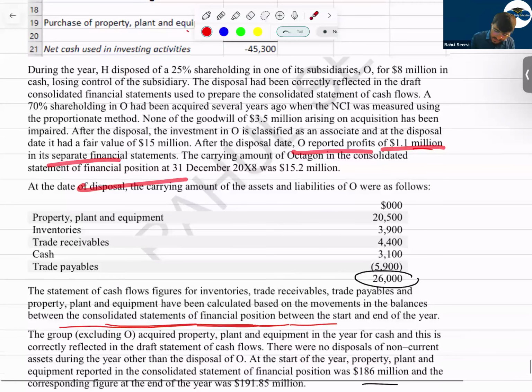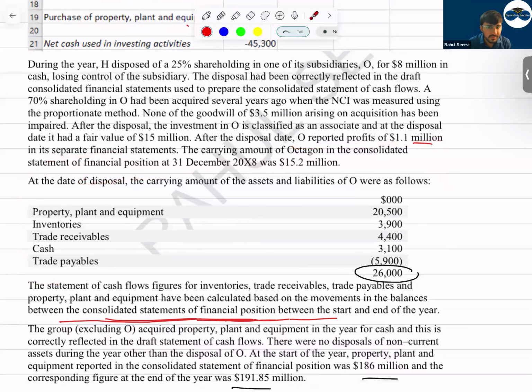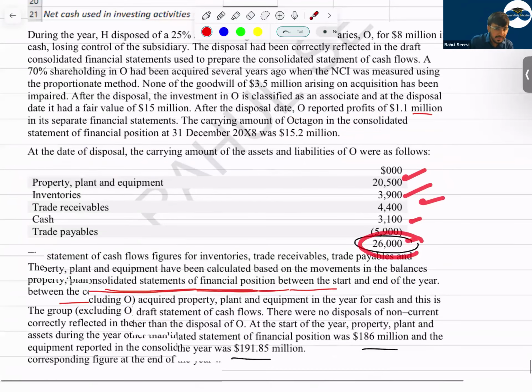Now see here, the carrying amounts of the subsidiary are given: plant and equipment, inventory, trade receivable, cash, and trade payable. So how much is this? 26,000. See here now.